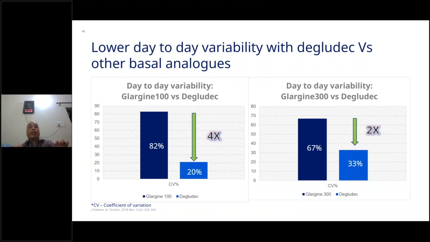When you compare day-to-day variability of degludec with glargine U300 as well as glargine 100, as you see in this slide, degludec has 4 times less glycemic variability as compared to glargine 100. Glargine 300, which is a technological advancement over glargine U100 and a concentrated form of basal insulin with a longer half-life, has a glycemic variability 2 times higher as compared to degludec. So definitely, degludec has shown a better profile in terms of reduction in glycemic variability, in comparison to both glargine 100 and glargine U300.